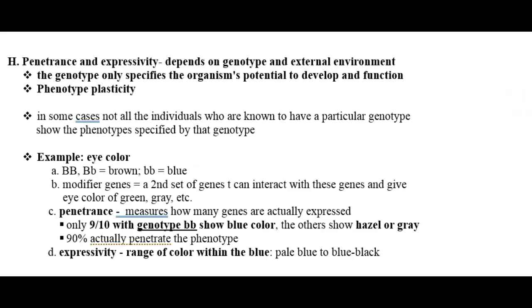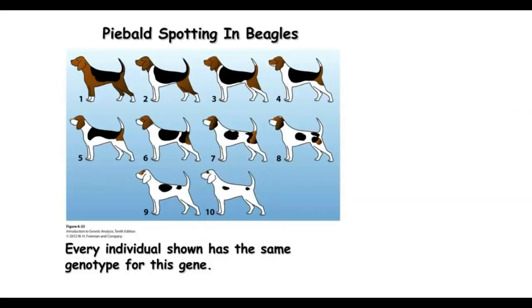So let's look at the picture below. So all these beagles, they have the exact same DNA. Look, they all have different kinds of spotting. So the DNA, the genotype, was just their potential. So something else obviously is going to be involved.